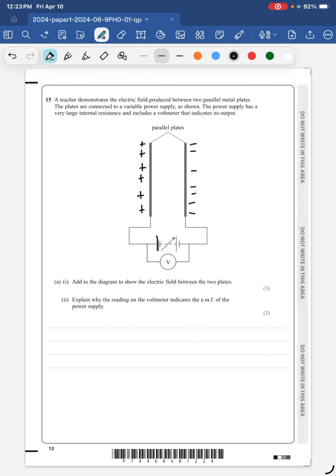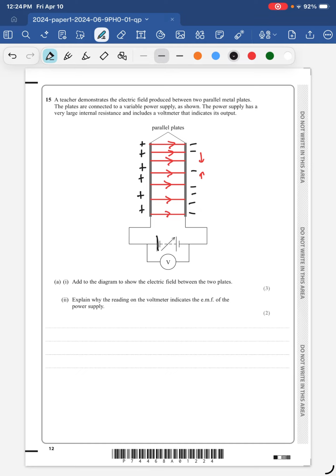Between parallel plates, the electric field is uniform, right? And goes from the positive to the negative. So try to draw a few equally spaced lines like this. The idea is that the gap between the lines has to be the same. Something like this is good enough. I put too many lines, maybe we can put 3 or 4. They have to be equally spaced because the field is uniform.